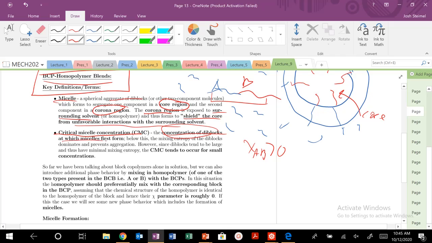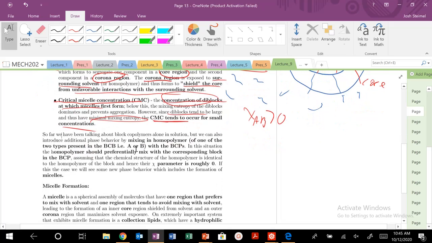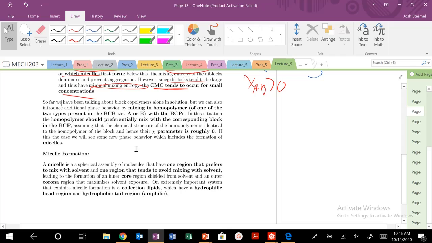And again, what do you think the energy competition is going to be? You guessed it, entropy versus enthalpy. But since diblocks are large, our mixing entropy is very small in magnitude, so our critical micelle concentration, the concentration where micelles first form, is going to be pretty small. But we'll see that in just a second, and it'll be a nice, fun derivation. So we're going to be mixing homopolymers, and then we can see what we're dealing with here. So, micelle formation.